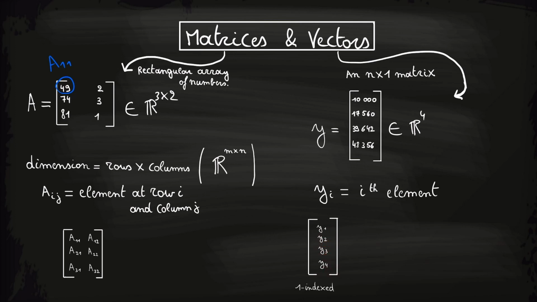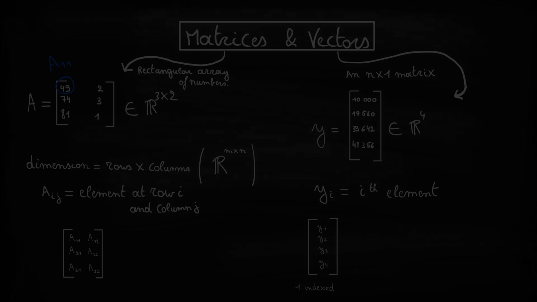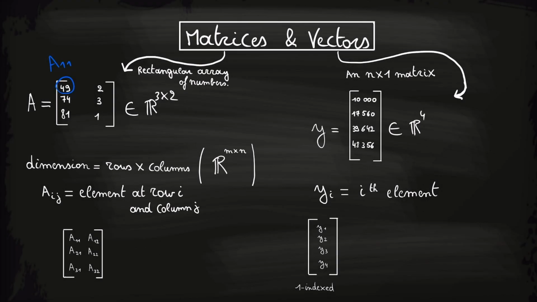This is called 1-indexed. However, if you remember from the previous video, our hypothesis looked like this, with x subscript 0 and theta subscript 0. That's why in machine learning we mostly choose 0-indexed vectors, where we, as the name suggests, start our indexing from 0 up until n minus 1.